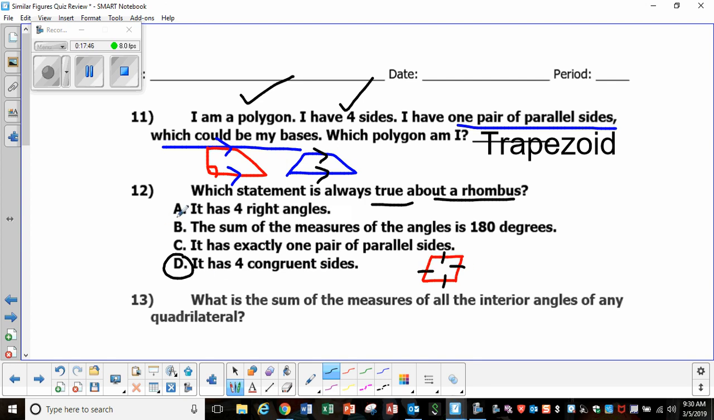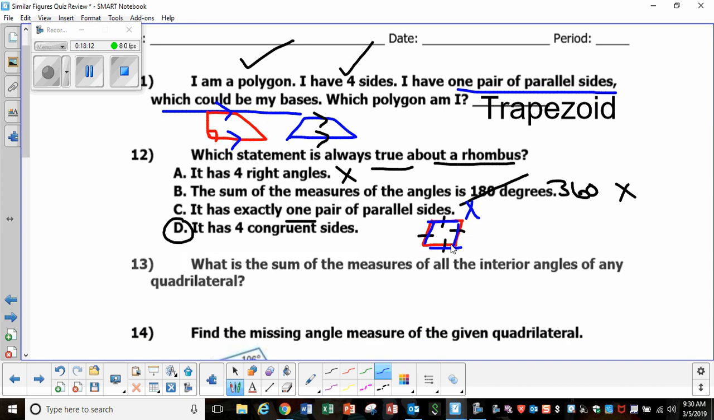Now, A, it has four right angles. Because it's tilted, it does not have four right angles. The sum of the measures of the angles is 180 degrees. Remember, the sum of any quadrilateral is 360, so that's not true. And it has exactly one pair of parallel sides? No, it actually has two pairs of parallel sides, the top and bottom here, and then the slanted sides. So that's not true. So it would be D.